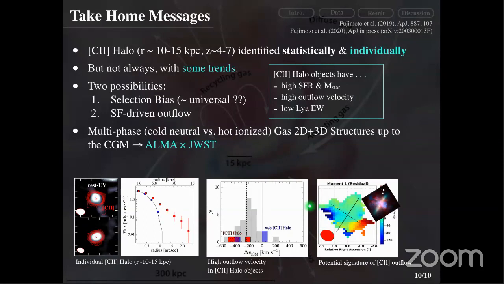At the beginning of my talk, I told you the importance of CGM enrichment in the early universe, and now we are here. So the C2 halo is identified statistically and now individually, but it's not always showing some trends. The possible scenarios are just selection bias toward luminous objects or star formation driven outflow, but I would like to mention that even in the selection bias case, it means that the C2 halo is a universal picture in early galaxies, so it would also be very interesting. The next step would be the multi-phase gas structure in 2D plus 3D up to the CGM scale, which will be one of the key proofs to understand feedback mechanism in the era of ALMA and JWST.